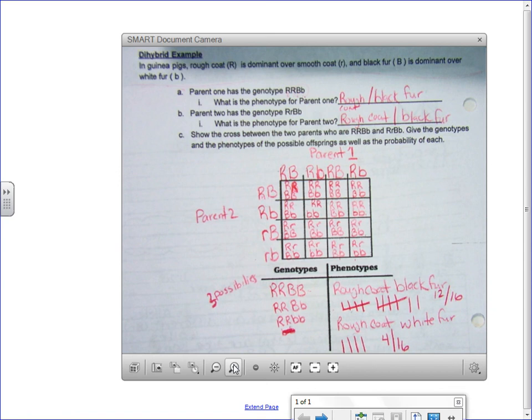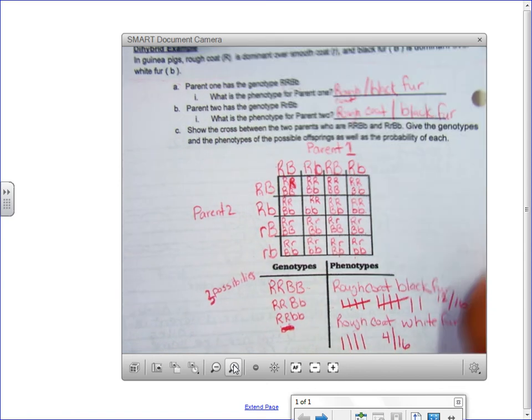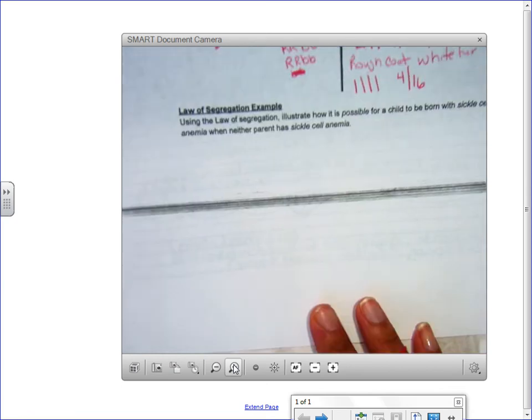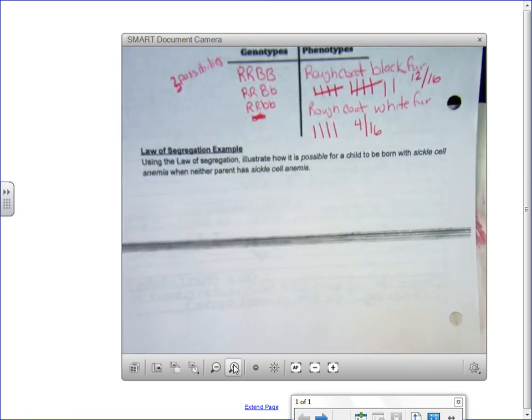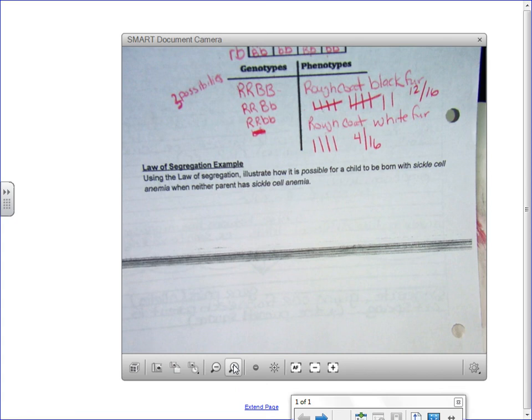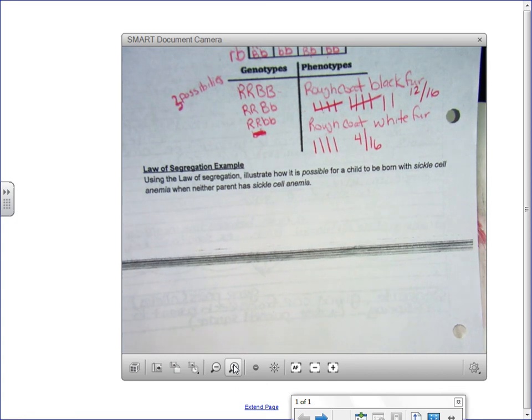All right. Moving on to the last portion. Again, on the back I put the most complex topics that are talked about on the front of your notes. So here it says: using the law of segregation, illustrate how it is possible for a child to be born with sickle cell anemia when neither of the parents have sickle cell.